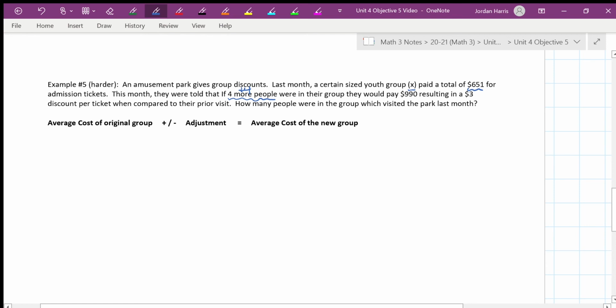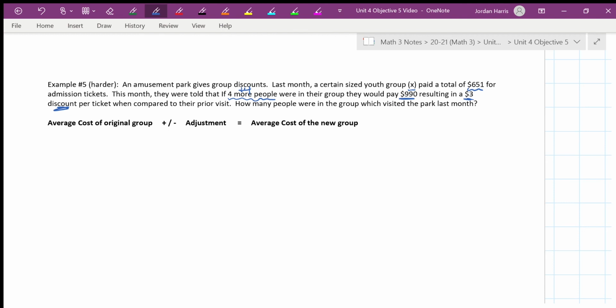They were told that if 4 more people were added, so plus 4 more people, the group would pay $990, resulting in a $3 discount per ticket. When compared to their prior visit, how many people were in the group which visited the park last month? So that's the original number.